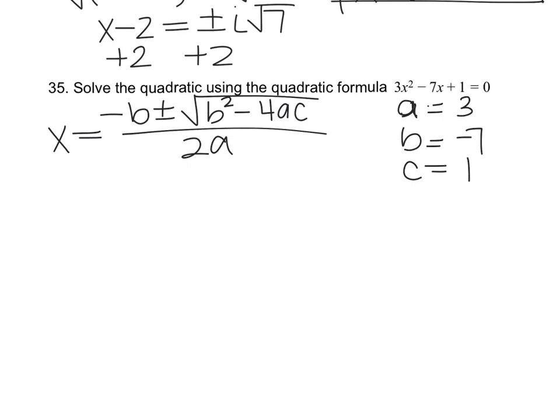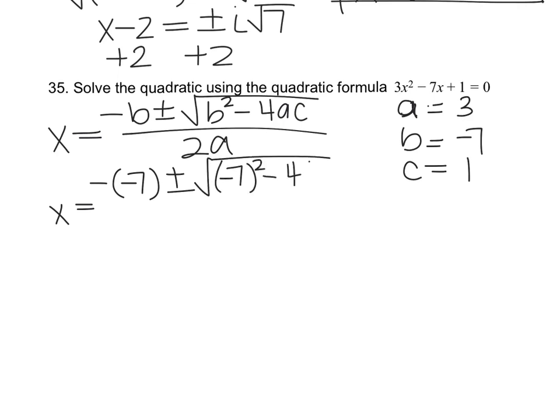Now I just plug in our values into the formula and simplify. So we're going to have x equals negative, and then b is a negative 7, so I'm going to put it in parentheses. Plus or minus, underneath the square root, I'm going to have negative 7 squared minus 4 times 3 times 1. Then all over our denominator 2 times 3.